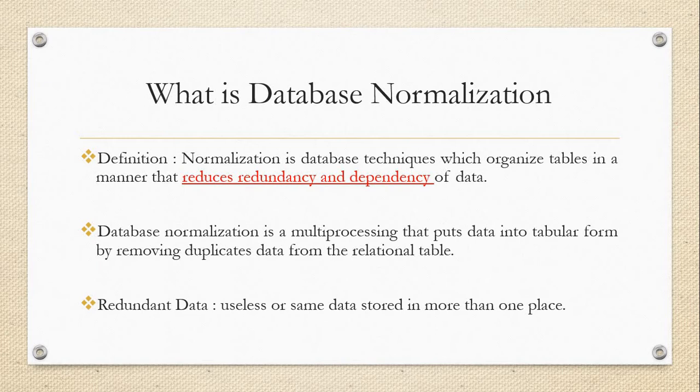Don't worry about the definition. It's heavy to digest, but while doing the practical, you will get the whole idea of normalization. Just make a note that normalization is a way by which we can reduce the dependencies and redundancy. Redundancy is nothing but repetition of data.